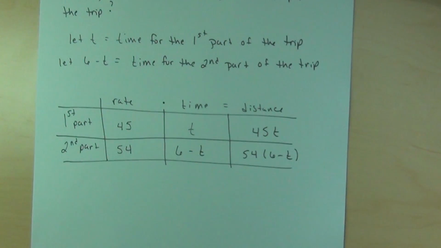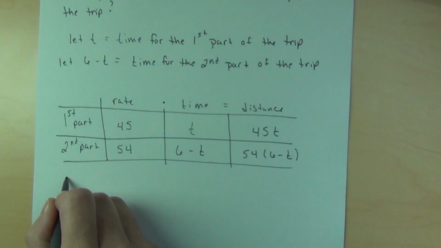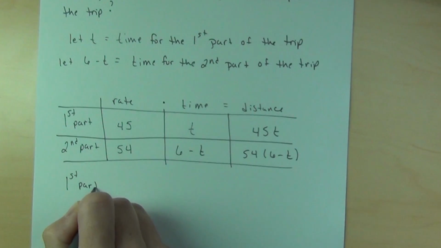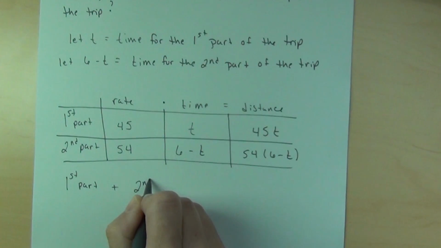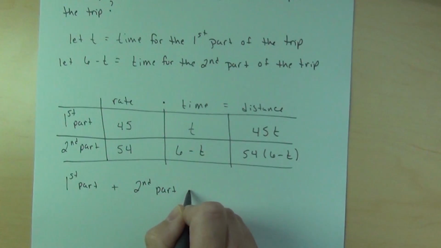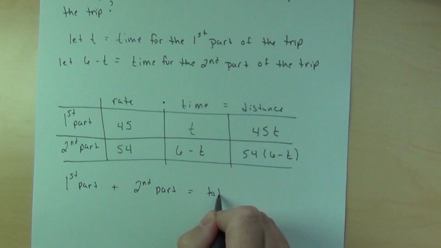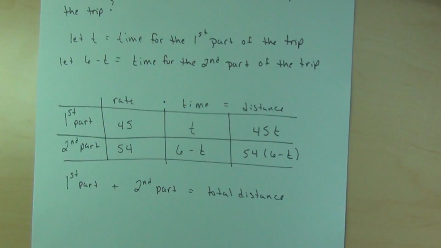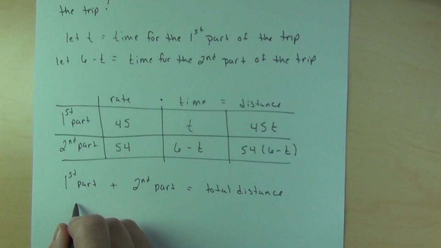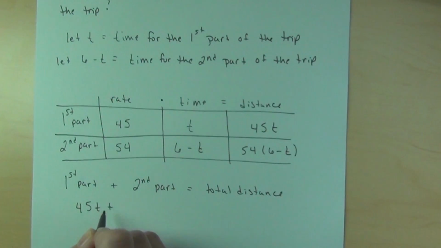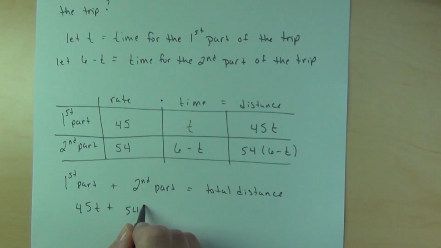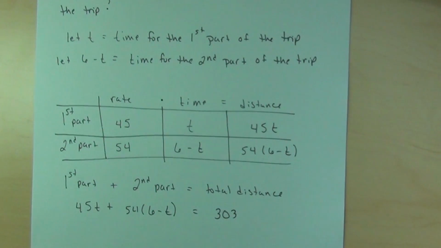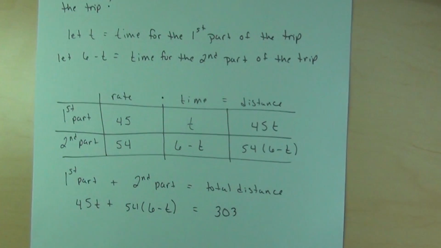Alright, now we're just going to write our equation out. We know in plain terms that the first part of the trip plus the second part of the trip equals the whole trip, or the total distance. So now we just fill these things in. We're going to have 45T plus 54 times 6 minus T equals 303.